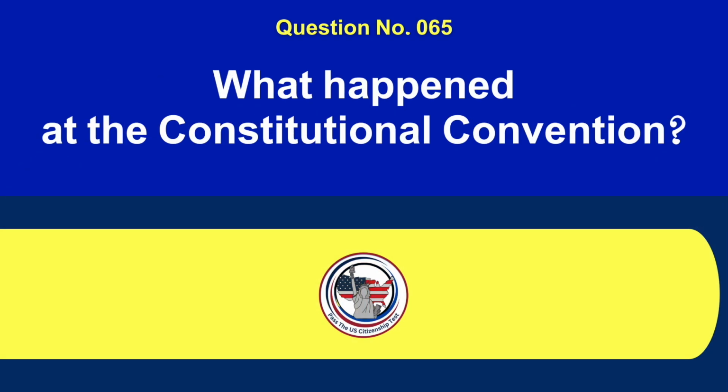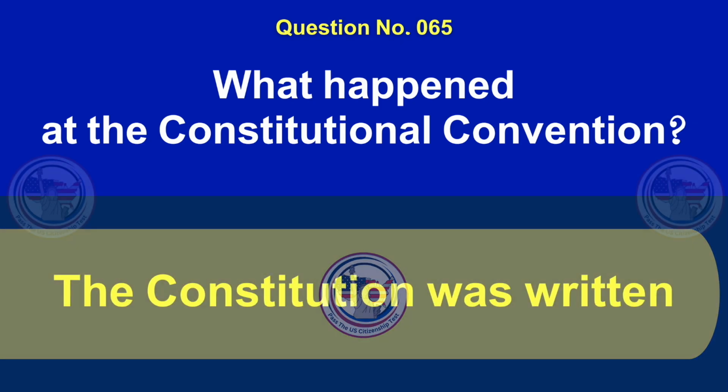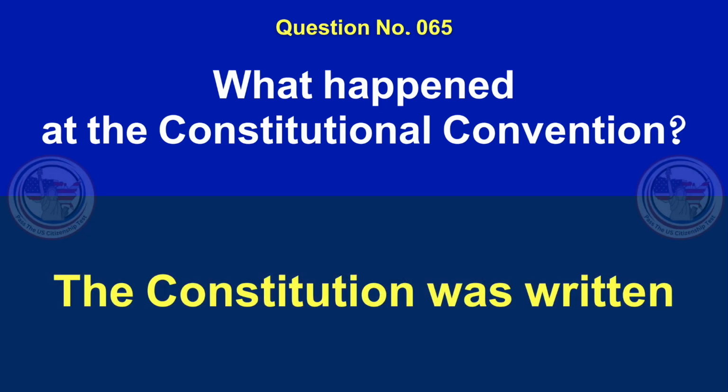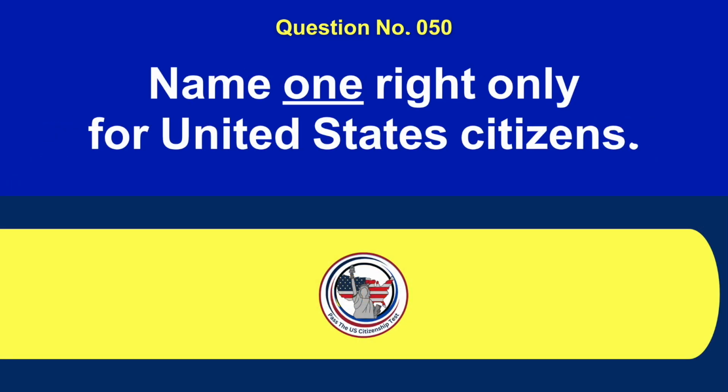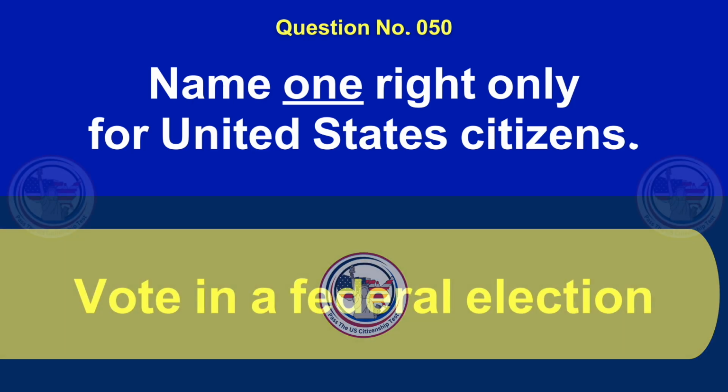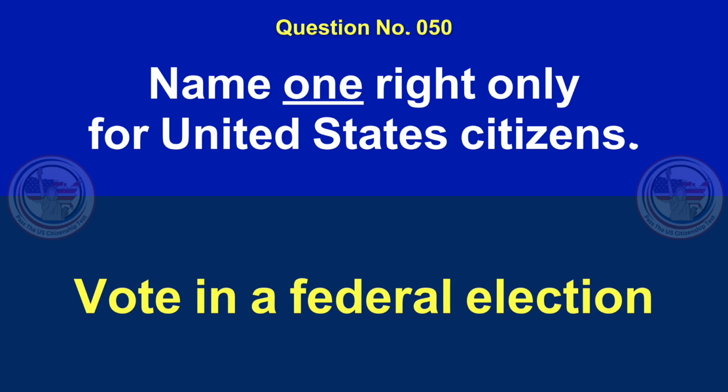What happened at the Constitutional Convention? The Constitution was written. Name one right, only for United States citizens. Vote in a federal election.